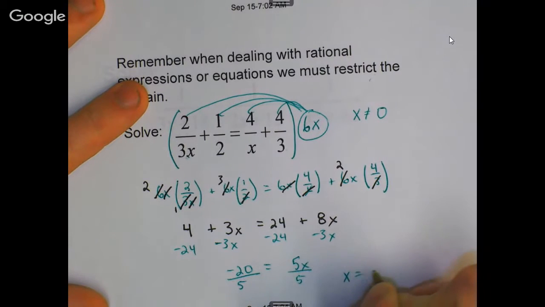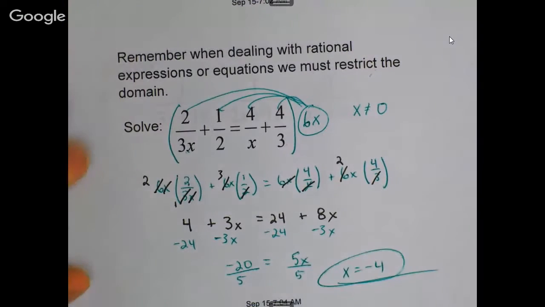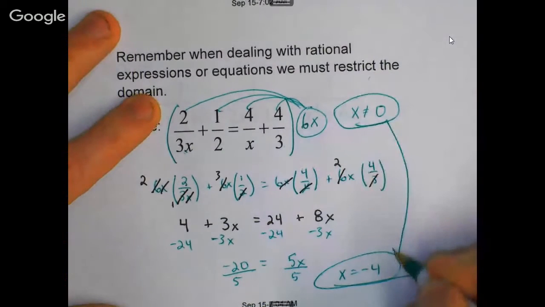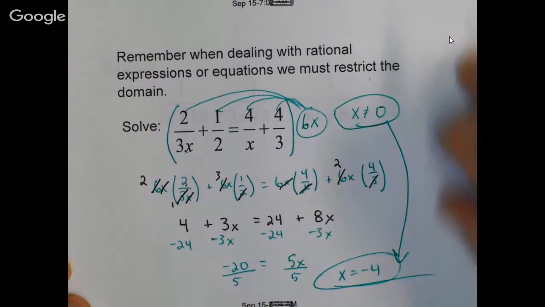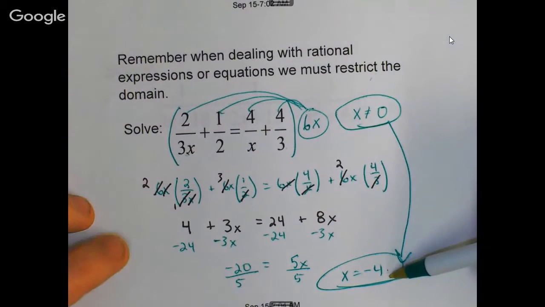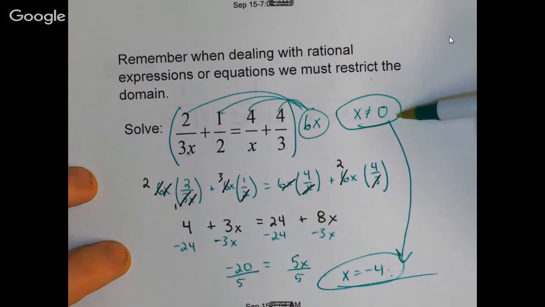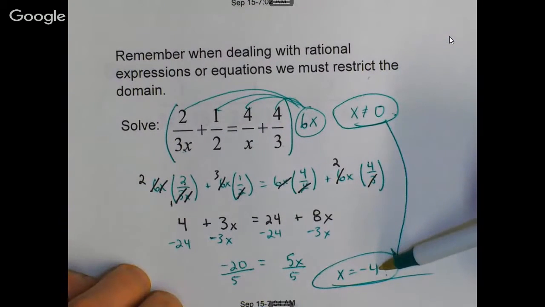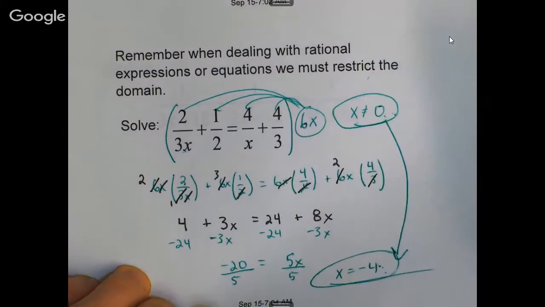So x is 4. Now, does that go okay with my domain restriction of 0? Yes. Sometimes you will get answers that won't match your restriction. Those are what we call excluded values. It's a solution that you will get that, when you check it with your domain, will not work out. And we will see some of those.